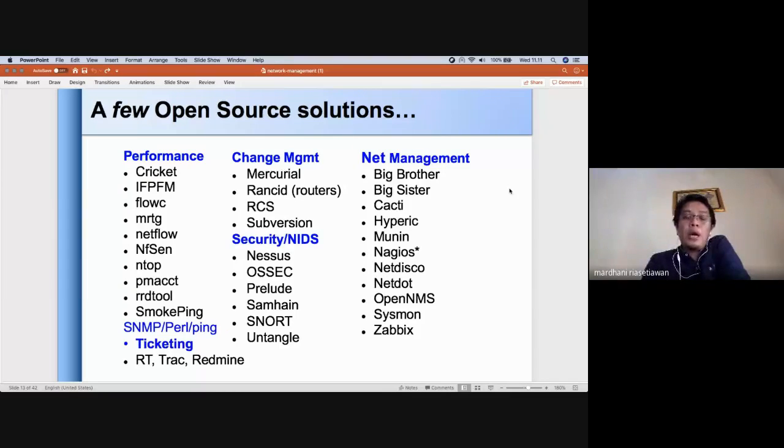Today, Apache also has tools like Apache Metron that use network management. So there are a lot of things. When we want to study or learn about how network management works, we can use this kind of open source solution.